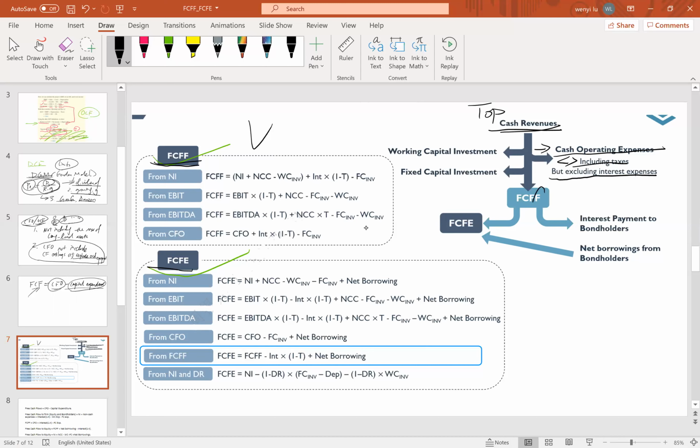Because the firm has stakeholders for the debt and equities. For debt we have the debt holders, and for equity we have shareholders.